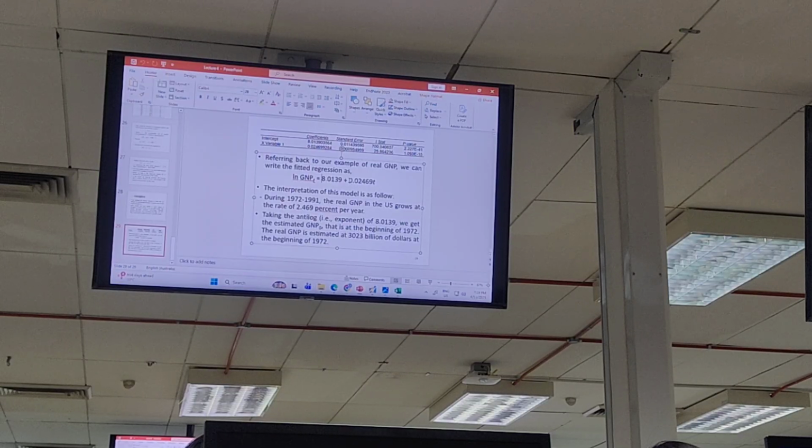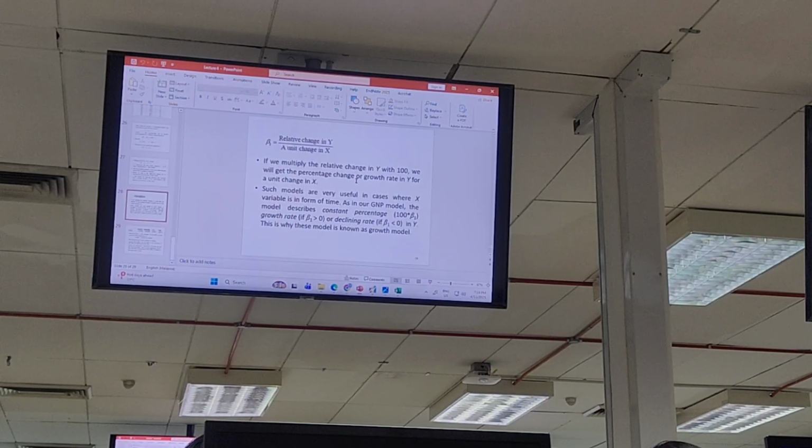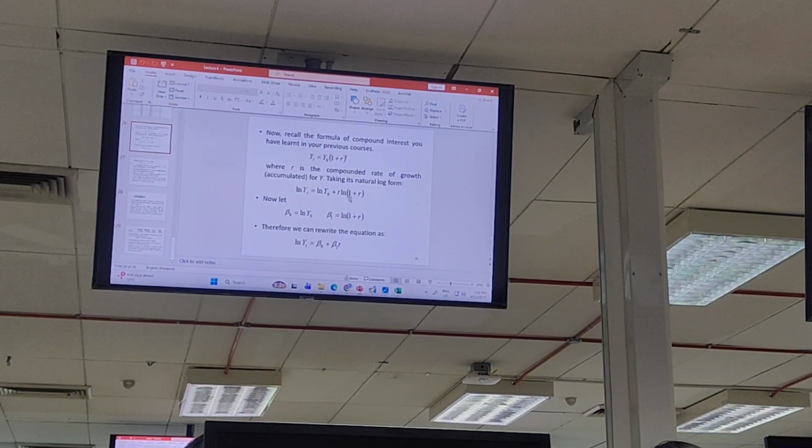If you refer to this earlier note, beta 1 gives us an estimate of log(1 plus r). If you want to get the growth rate r, you have to calculate. But if you calculate, you will see that r is approximately equal to this value. So no need to calculate. You can just take this value as the estimate for r.